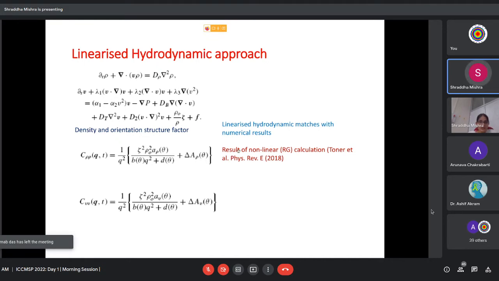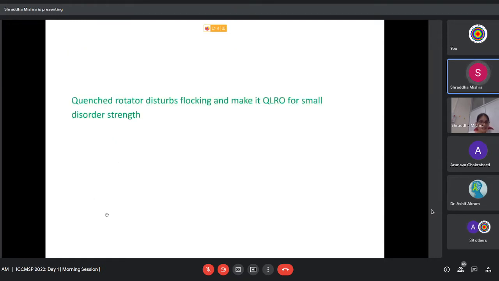And there is also a nonlinear study, an RG calculation by Toner et al. in 2018, which also confirms that there is a quasi long range order state in the presence of the obstacle in the system. Okay, so with this, I will just give the conclusion of this part of the work: the quenched rotators disturb flocking and make a quasi long range ordered state for small disorder strength. Obviously, for larger disorder strength, there is a short range or disordered state.